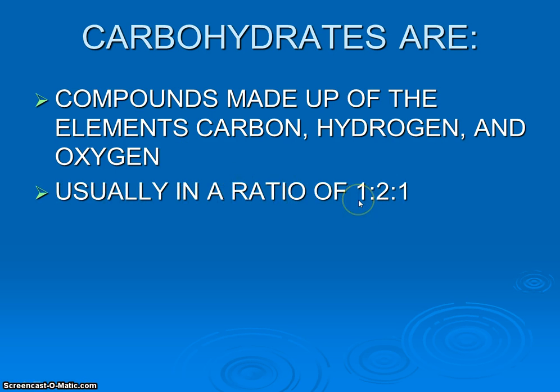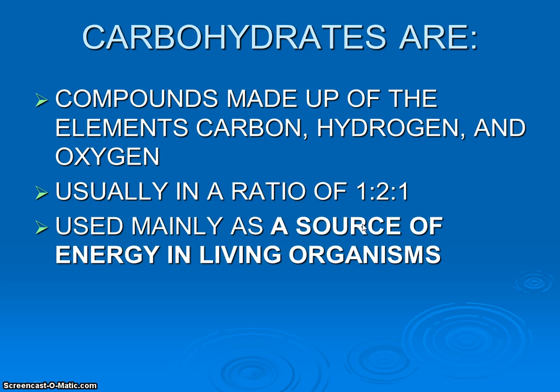And they're usually in a ratio of 1 to 2 to 1. Now what we mean there is 1 carbon, oops, sorry about that. What we mean is 1 carbon to 2 hydrogens to 1 oxygen. So if we were to write out a formula of a basic sugar, we'll see one in a second. We'll look at it. Glucose is one. Its formula is C6H12O6, meaning they're 1 to 2 to 1 ratio. It has 6 carbons, 12 hydrogens, 6 oxygens.